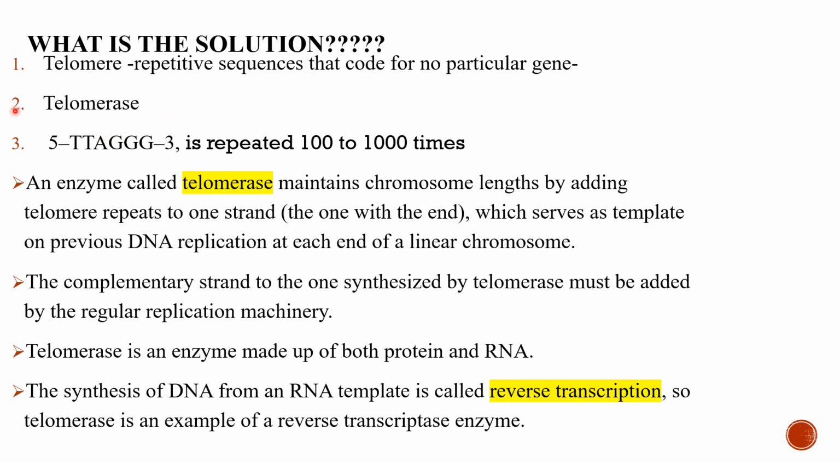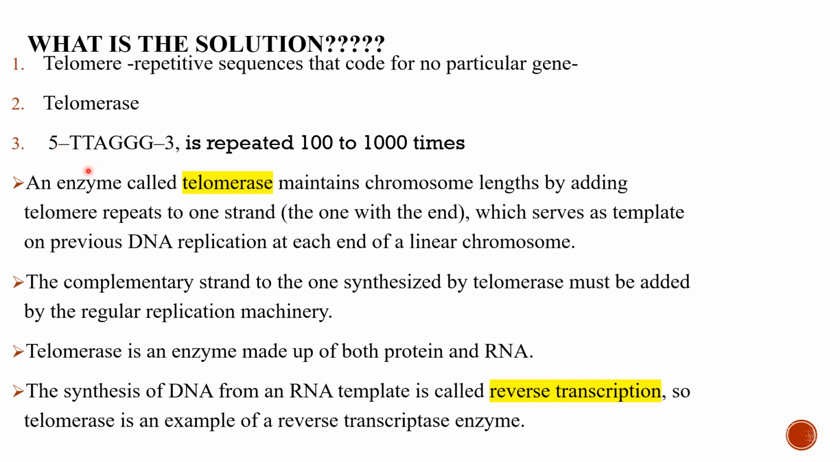Right. Now what this telomerase enzyme does, it will recognize this telomeric DNA sequence which is, from 5' to 3', TTAGGG, which is repeated nearly 100 to 1000 times, and this is specifically in the human being. So each organism will have its unique sequence.